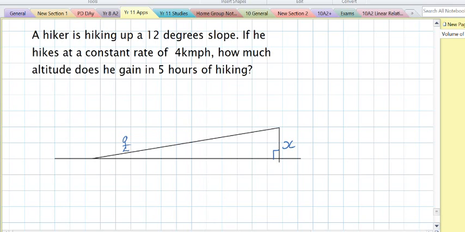The trickier thing is how we put measurements in. Well, isn't this slope, where it meets the ground, isn't that 12 degrees? Good, very good. So here we have 12 degrees. Other measurement. Well done.